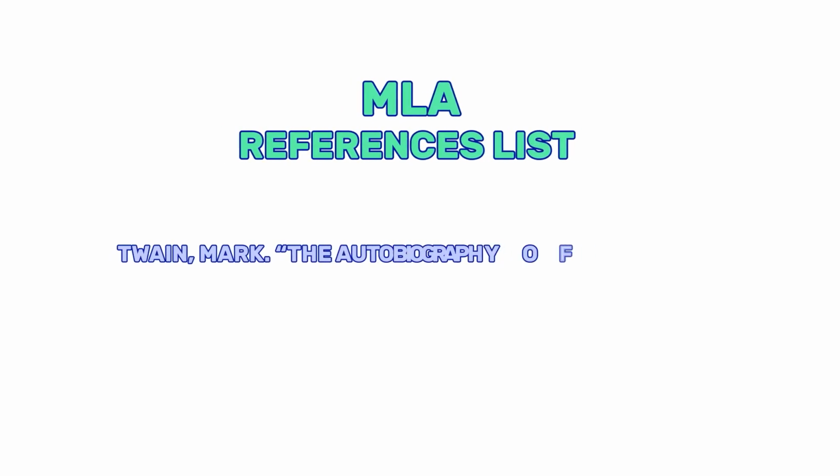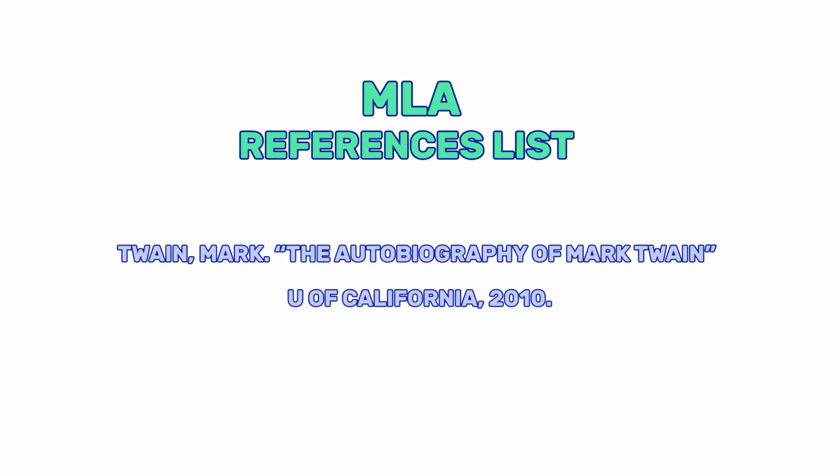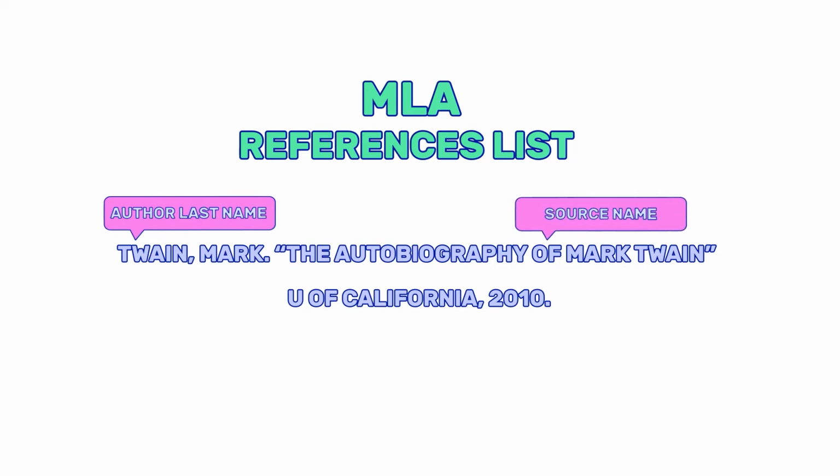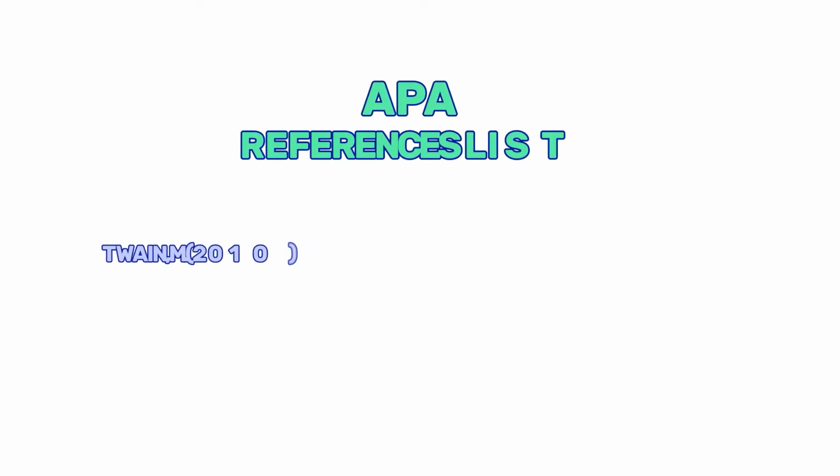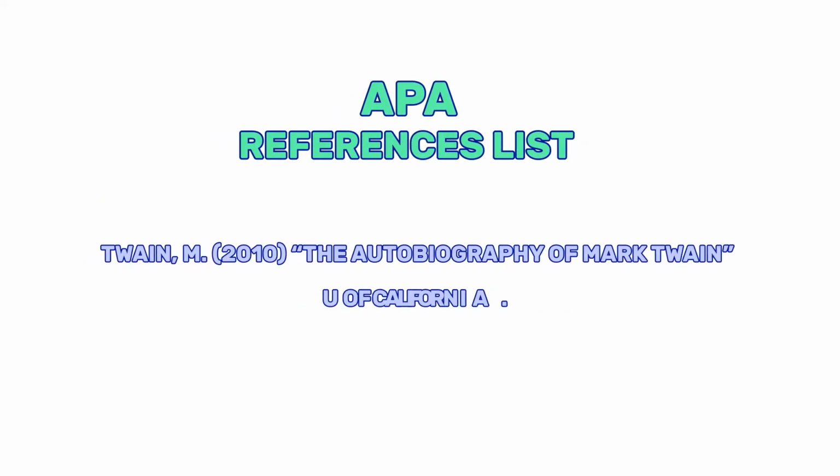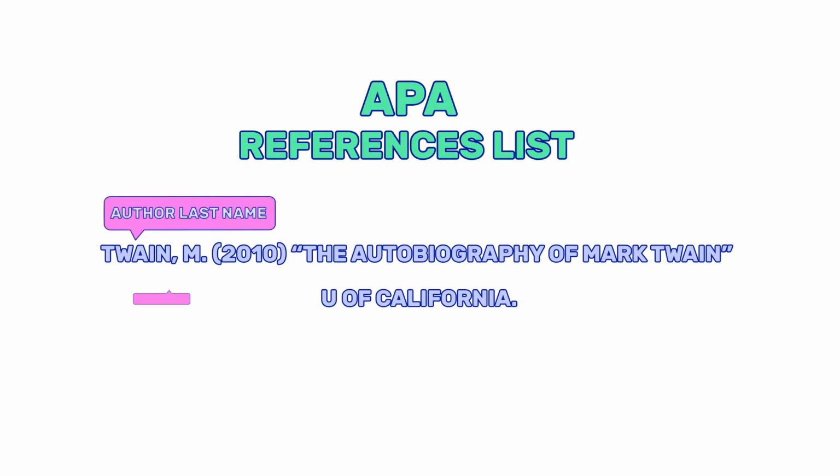When citing your works in MLA, follow this format: the author's last name followed by the source name and ending with the publication date. When citing your works in APA, the format looks like this: the author's last name followed by the publication date and ending with the source name.